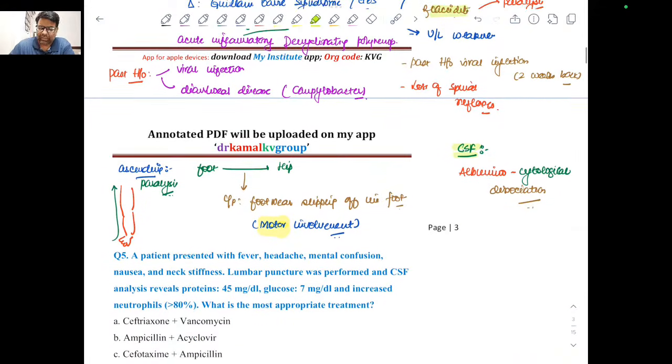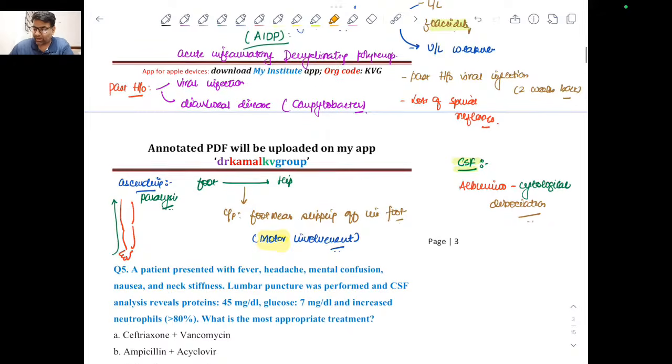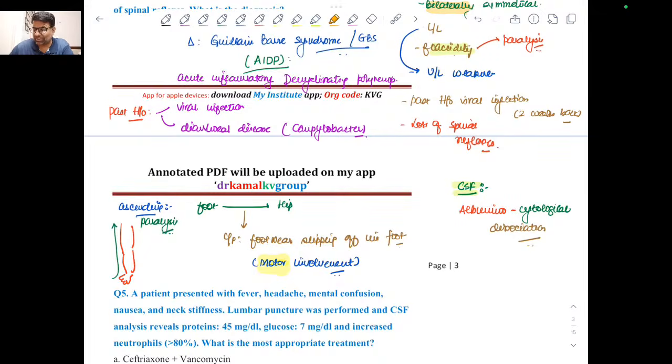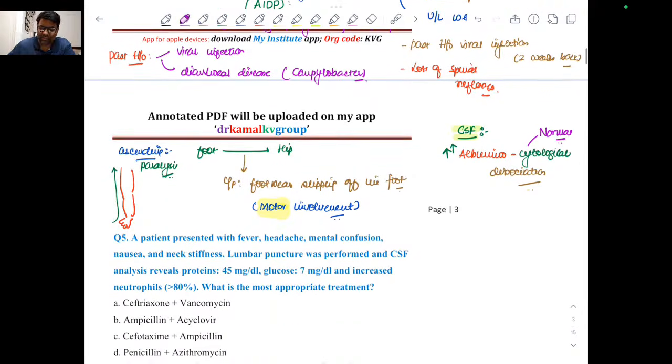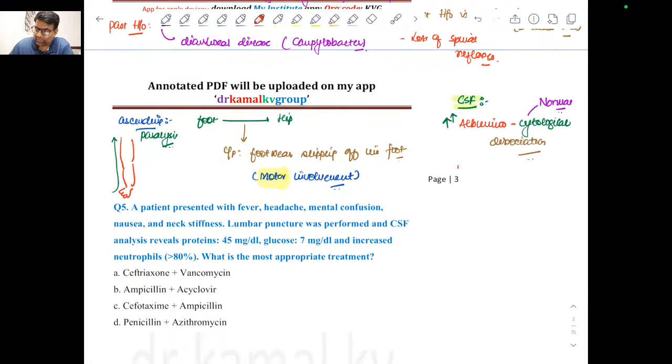So this is all classical clues for diagnosing Guillain-Barré syndrome, and although not given in this particular question, in many MCQs albuminocytological dissociation is always given, where the albumin levels are high but the cells are normal in CSF analysis. That's albuminocytological dissociation. This condition is self-limiting.